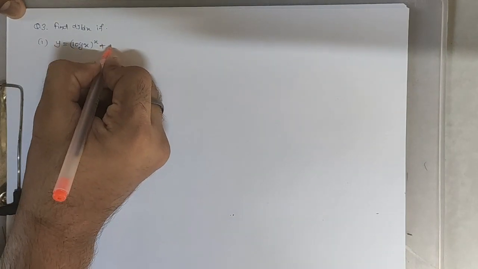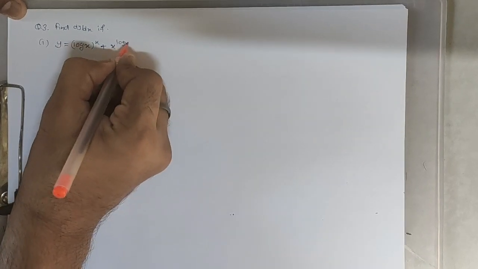In the last lecture, we have done exercise 3.3, question number 2. Now we are going to do question number 3 of exercise 3.3. So, what is question number 3? Find dy by dx if the first one is y is equal to (log x)^x plus x^(log x).